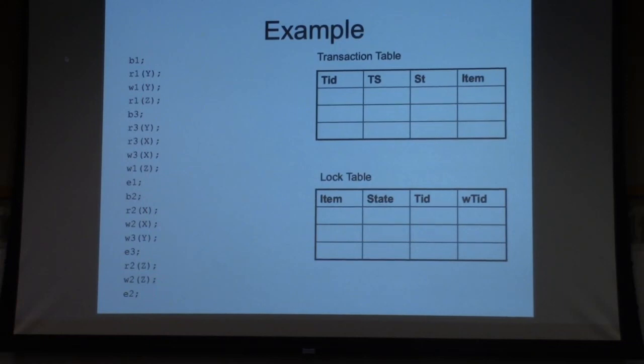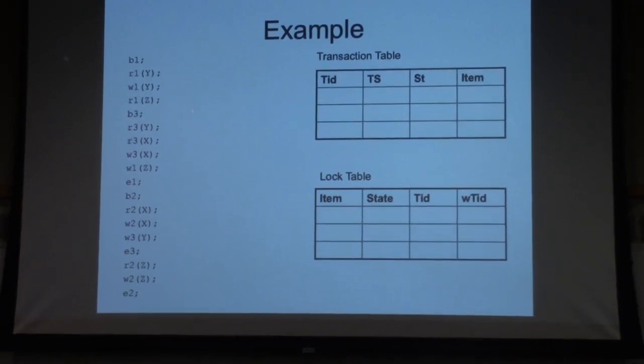It's from start to end, a kind of timeline from top to bottom. So which means first B1, transaction 1 starts, begin. And transaction 1 reads data item Y. And transaction 1 writes data item Y. Transaction 1 reads data item Z. Right after this one, transaction 3 started. Okay, transaction 3 starts, and then transaction 3 reads data item 1 and so on.